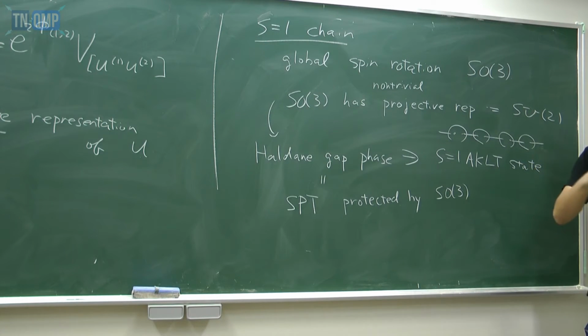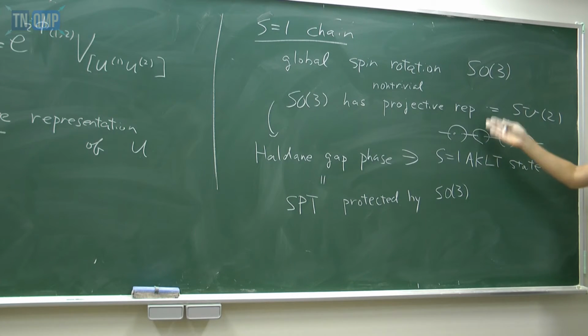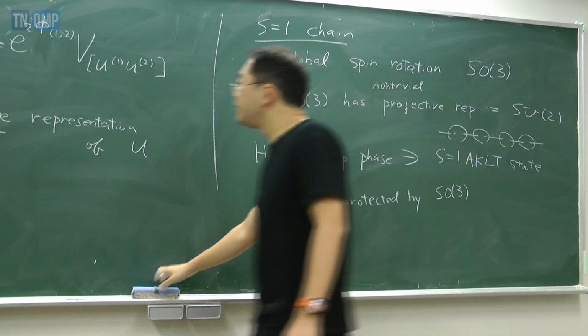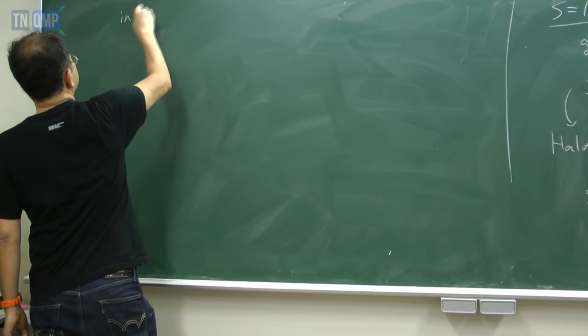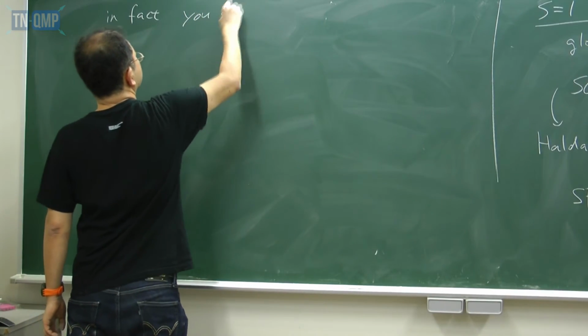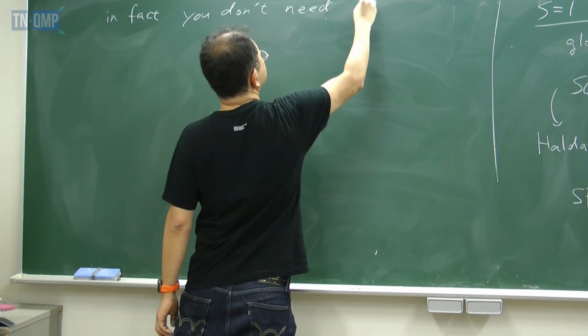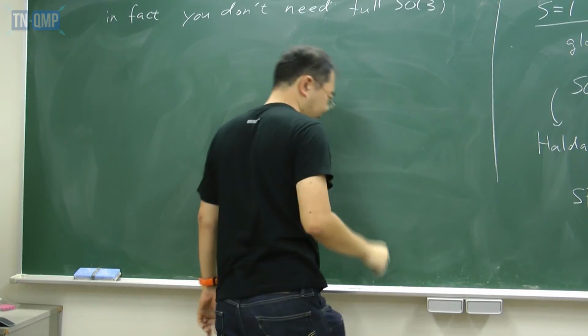So if you consider a trivial state, it's just a product state. So each site, each spin 1 transforms according to SO3, not SU2. So in the trivial phase, you only have SO3 representation. But if you construct this state, then you find a non-trivial projective representation of SO3, that is SU2. And physically, it corresponds to a half spin. If you cut one bond, then you have a free spin 1/2 that corresponds to this SU2. But it turns out that you don't really need the full SO3 symmetry to protect this phase.